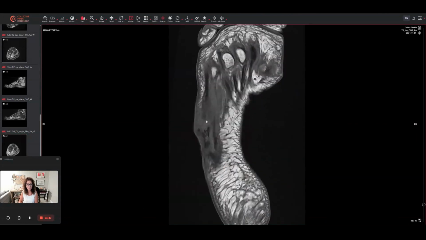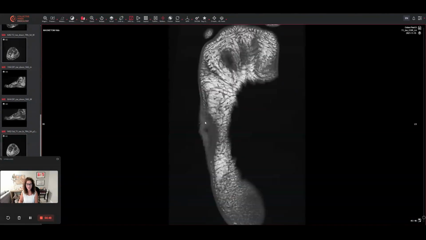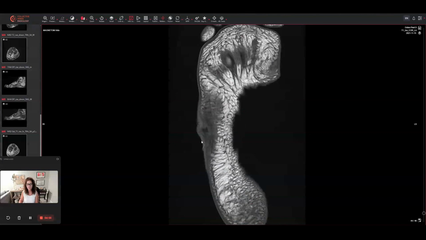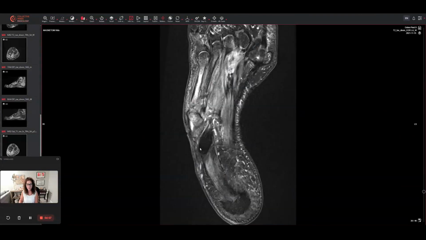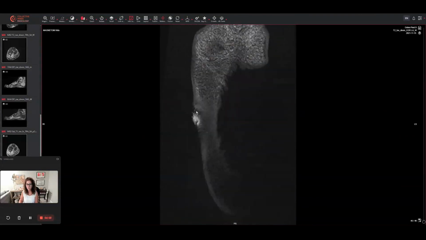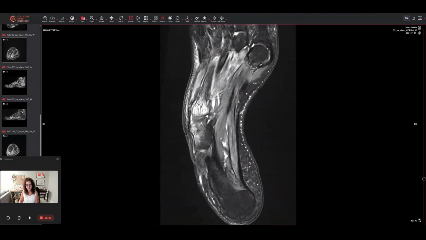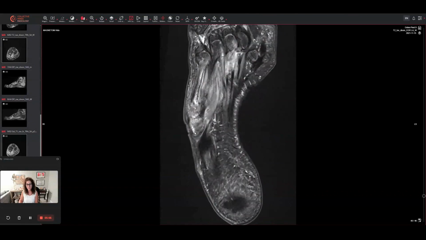Let's take a look at that on different sequences. On the T1, we can see that marrow infiltration. We see our ulcer has this signal abnormality. And when we compare that to something like skeletal muscle, it's relatively isointense. On T2, when we look at the region of that ulcer, we see that elevated signal intensity, and we see obviously the bone marrow edema and the surrounding elevated signal close by.